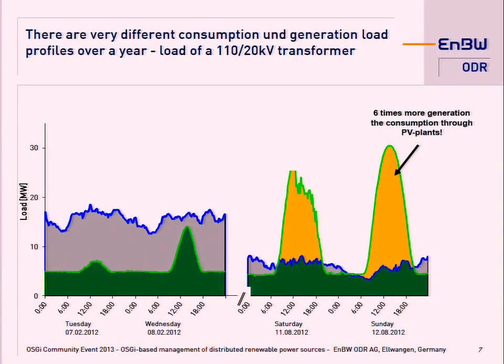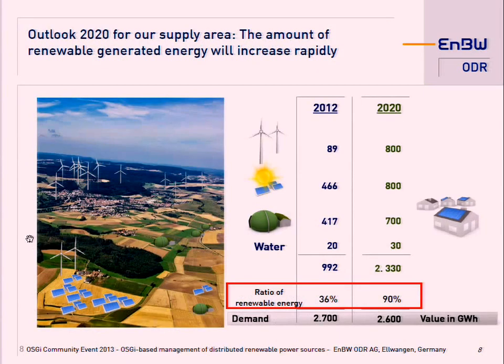What we also see is that demand and supply change over the years. In the winter time, the demand, as you can see, is the blue line, and the feed energy is the green line. In the winter time, everything is fine, and in the summer time, on sunny days where the wind blows, we have 6 times more generation than demand in our grid. And to give you an outlook, as I already mentioned, 36% renewable energy is currently in our grid, and we expect that it grows to 90% in 2020.